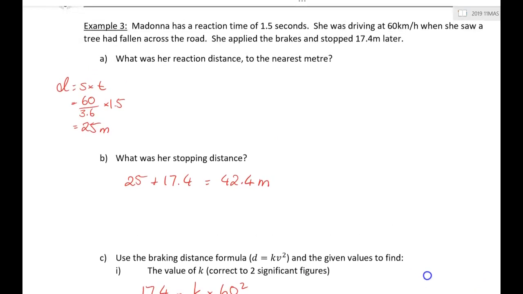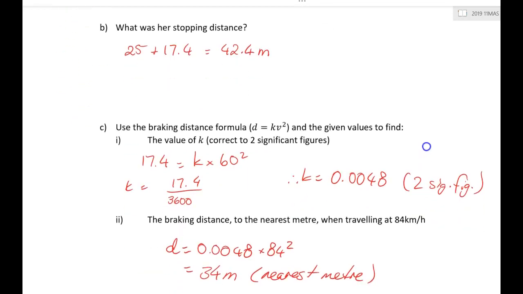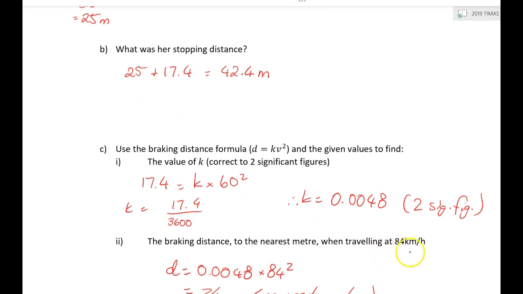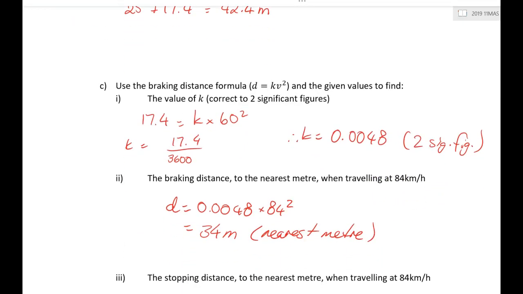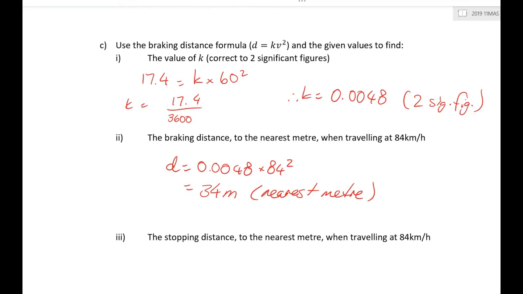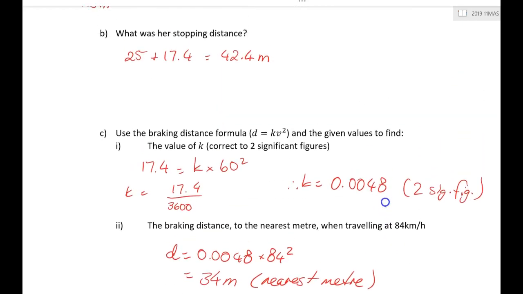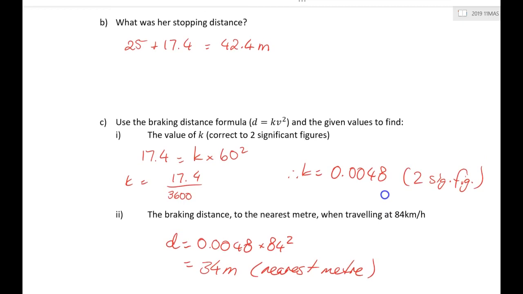You can see in fact that has doubled, or pretty close to having doubled, from 17.4 to 34 by increasing your speed by that 24 kilometers per hour. Now, stopping distance, to the nearest meter, when travelling at 84 kilometers an hour. My stopping distance is going to be my reaction distance plus my braking distance. My reaction distance hasn't changed. Oh yes, of course it does.